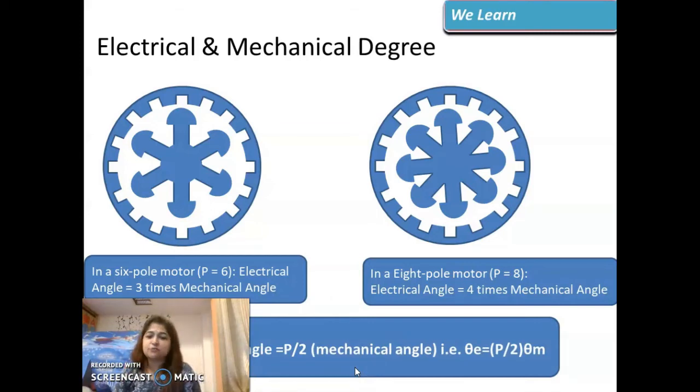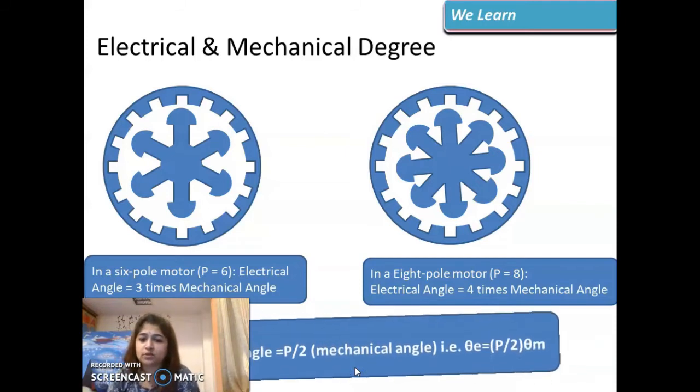P by 2 stands for pair of poles. P stands for number of poles. So it depends upon the pair of poles. We always have poles in pairs. So electrical angle is always given by P by 2 times the mechanical angle, that is, electrical angle is always given by pair of poles into mechanical angle. Please remember this formula, this is very important.